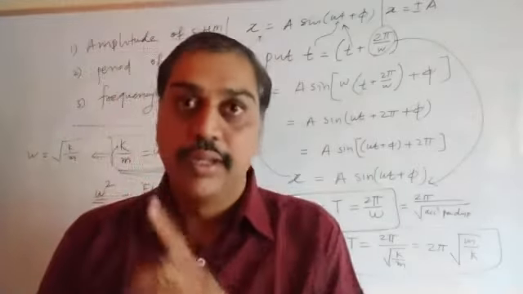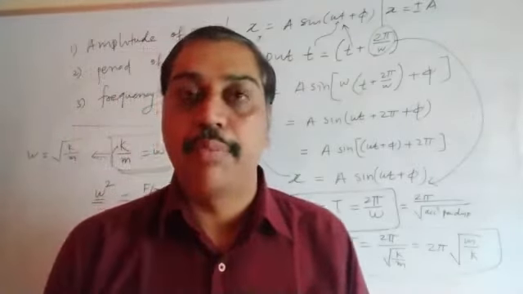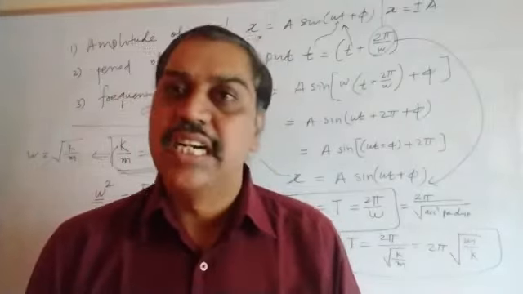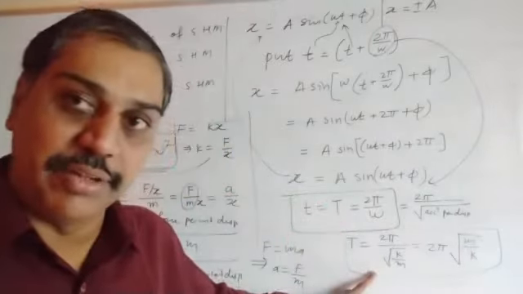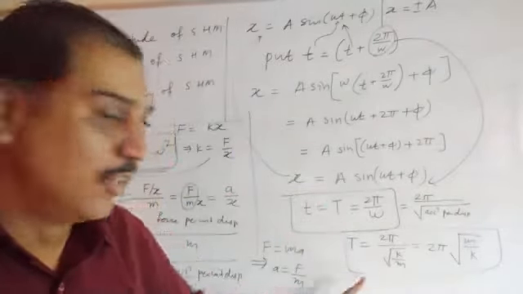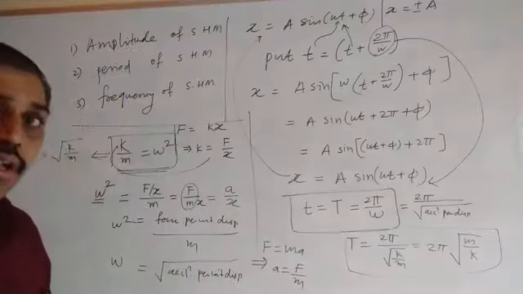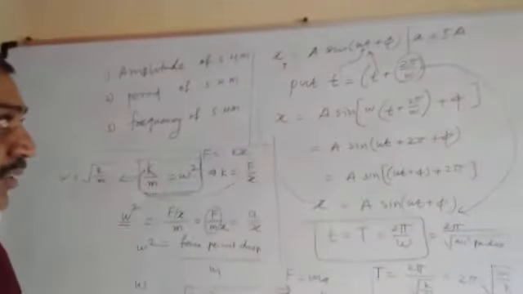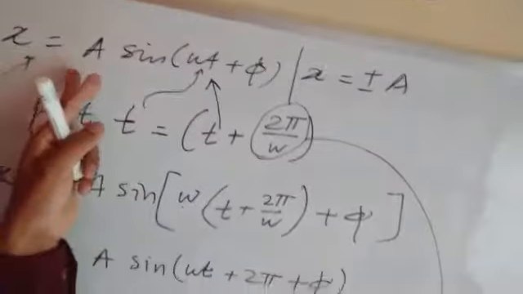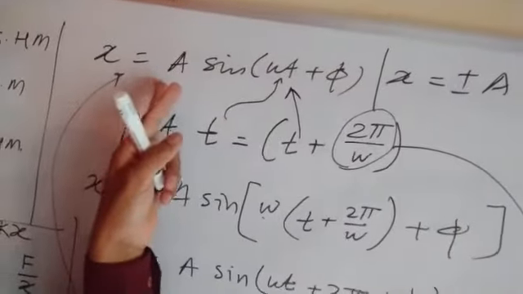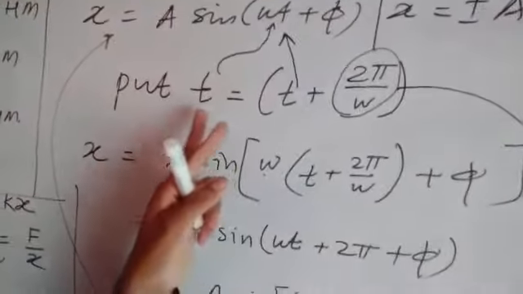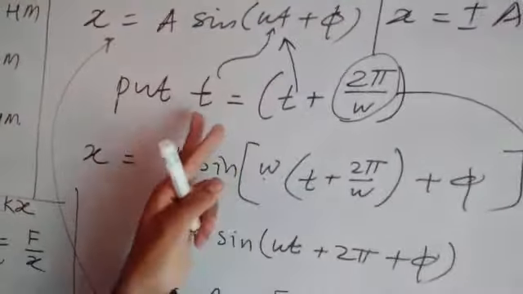The particle which is performing to and fro type of linear simple harmonic motion, its time period is given by this equation. Okay, it's very simple actually. So let us revise what we have done here. Initially, we put T equal to T plus 2 pi by omega in the displacement equation X equal to A sin omega T plus phi. We have solved this equation.